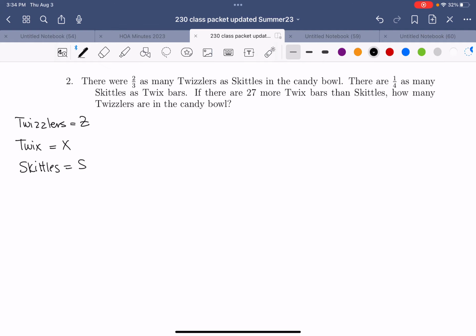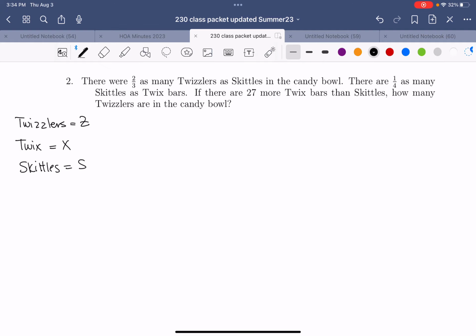Okay. Then we jump into the number. There are 27 more Twix than Skittles. Okay, so let's think this one through again. 27 more Twix than Skittles. So I have more Twix than I have Skittles. So I'm going to have Twix, which is X, equals Skittles plus some number. And how many more? I have 27 more.